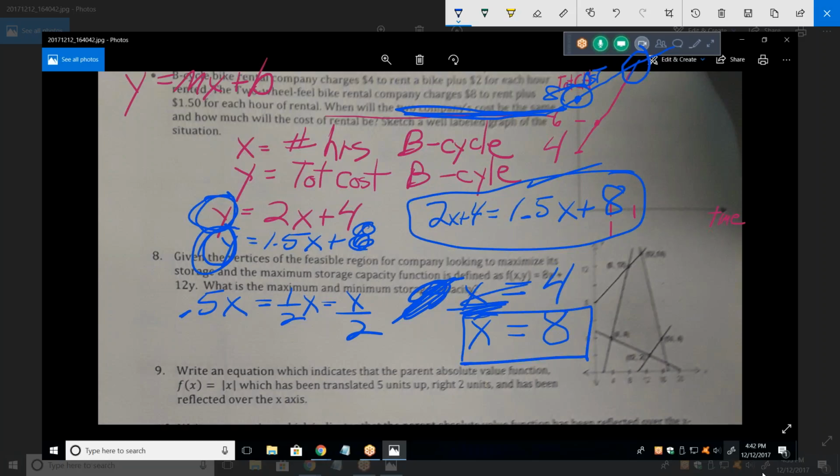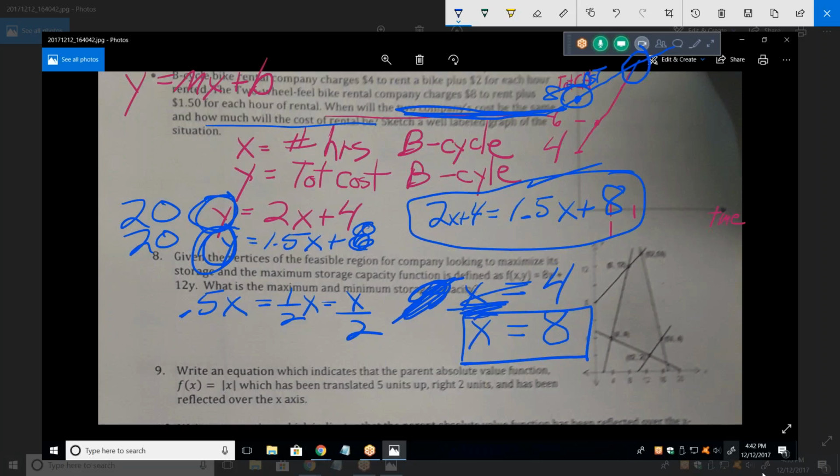Now tell me, what will the cost of the rental be if x is equal to 8? What will y be? 20. And it's 20 in both cases. It's 20 for the first equation, and it's 20 for the second. And it better be, because we set those two y's equal to one another. So if they're not both the same number, then we've done something wrong.